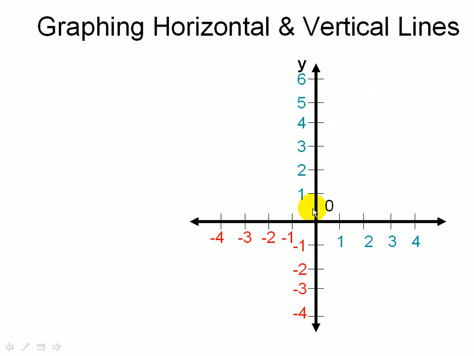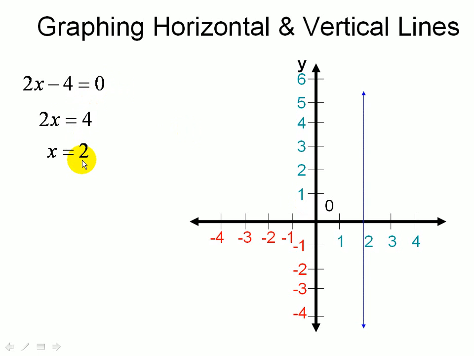And then graphing horizontal and vertical lines, we just combine what we learned earlier. So in this case, we have 2x minus 4 equals 0. We have 2x is equal to 4. Solving for x by dividing both sides of this equation by 2 yields x equals 2. So we plot this graph for x equals 2, and that's the solution to this equation.